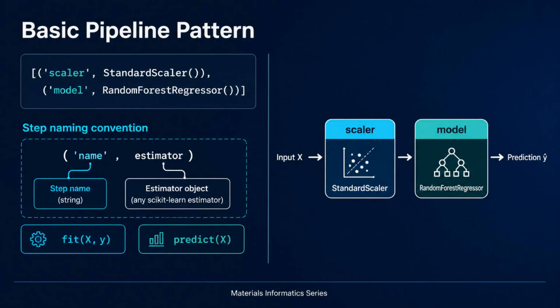Create a pipeline with a list of tuples, where each tuple contains a step name and a transformer or estimator object. Step names let you access components later. The last step must be an estimator. Call fit and predict on the pipeline as if it were a single model. The pipeline automatically chains the steps in sequence.